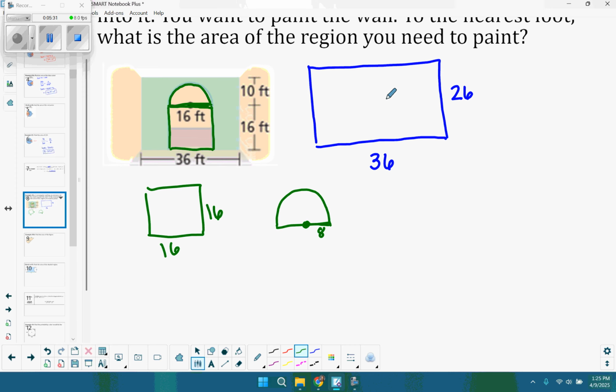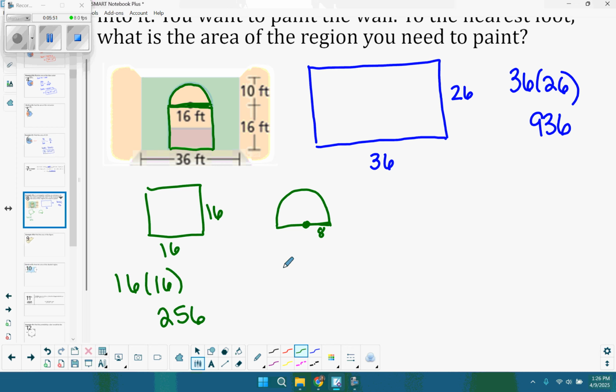We're going to take the big rectangle and we're going to take away the two parts that were cut out. So the big rectangle is 36 times 26, which is 936. The small square is 16 times 16, which is 256. And the semicircle is going to be half of pi r squared. So half of pi 8 squared. I do need to square the 8 before I cut it in half. So 8 squared times pi, divided by 2.